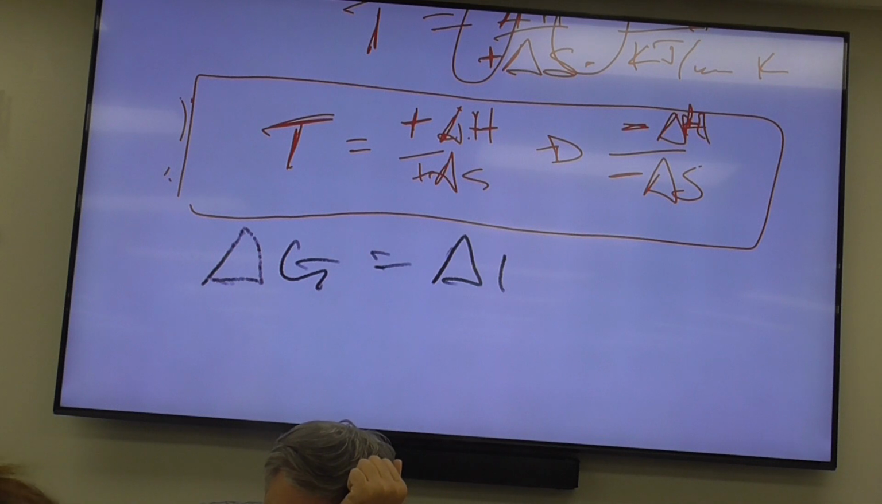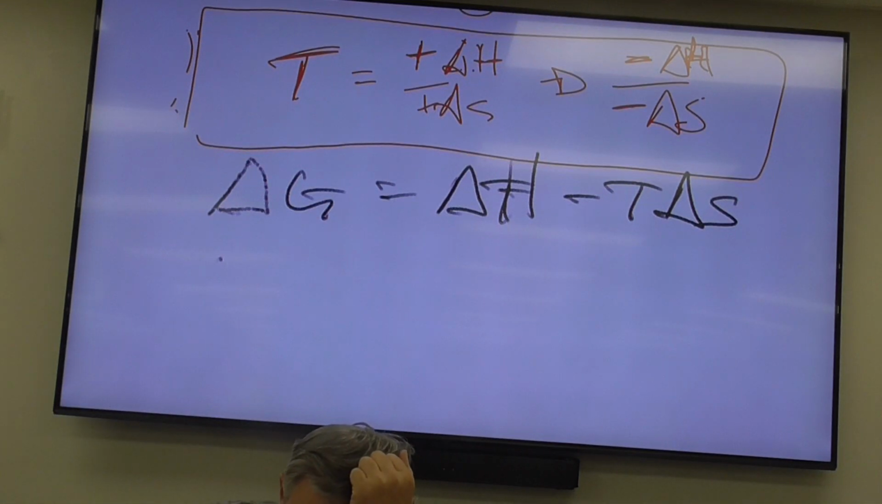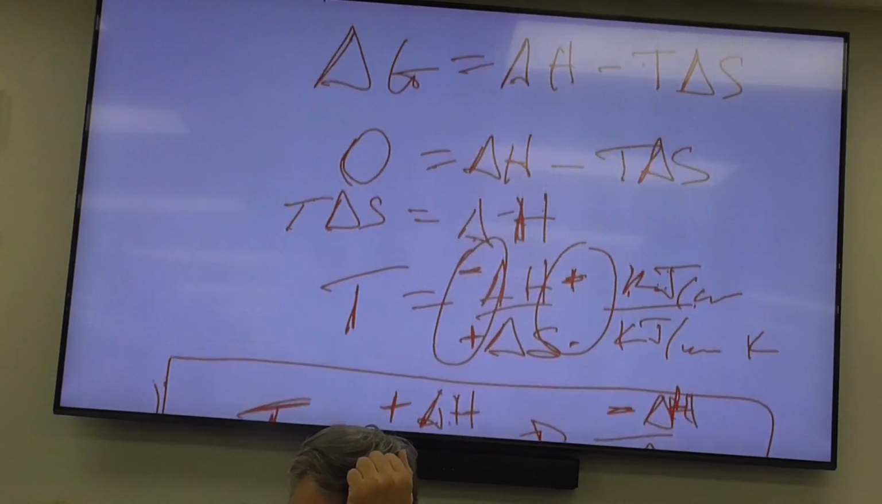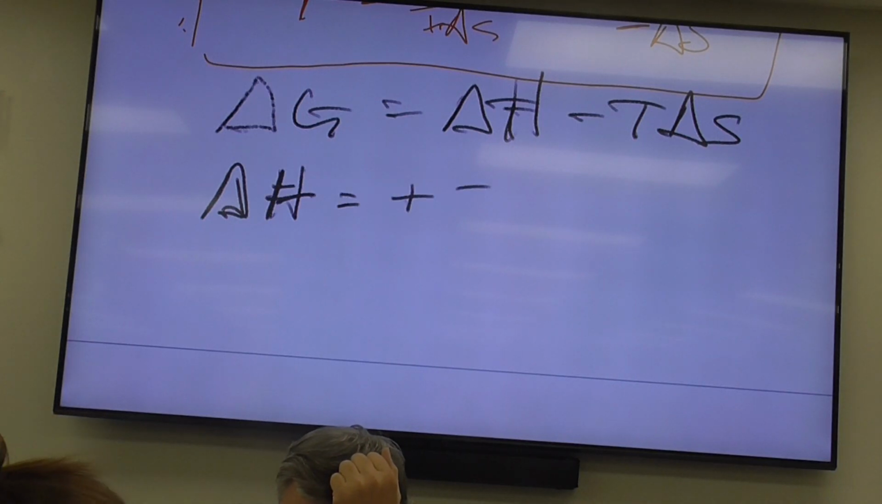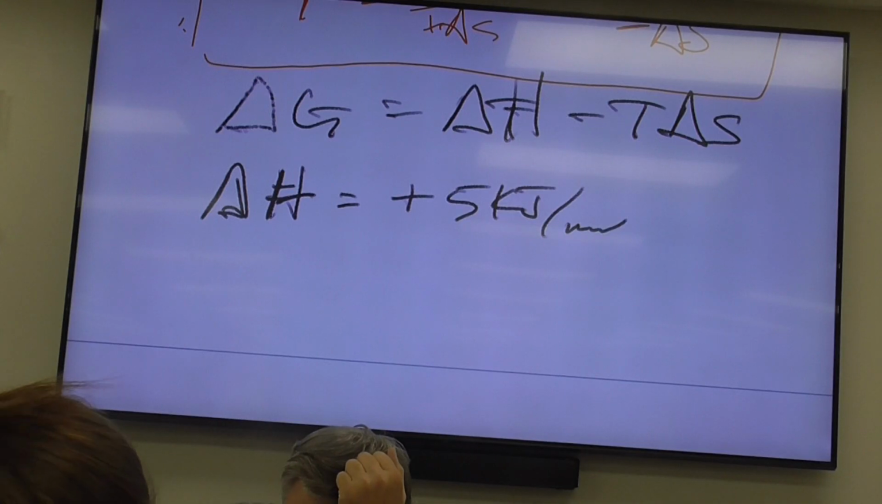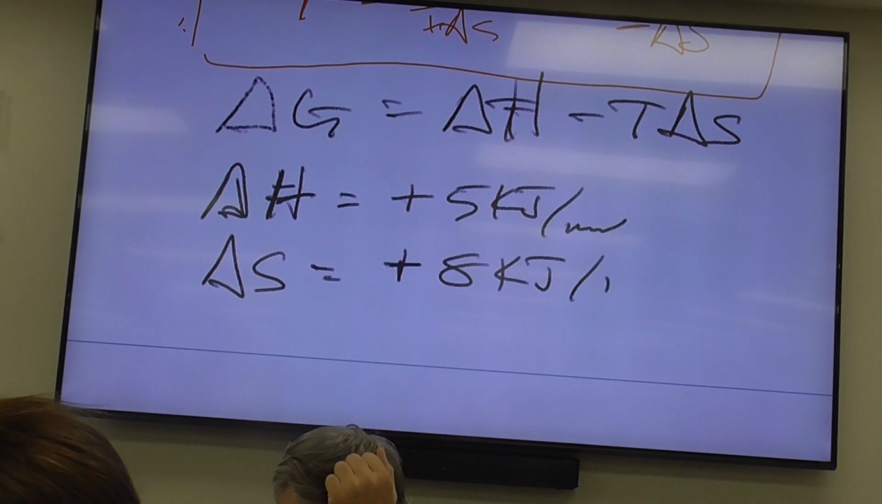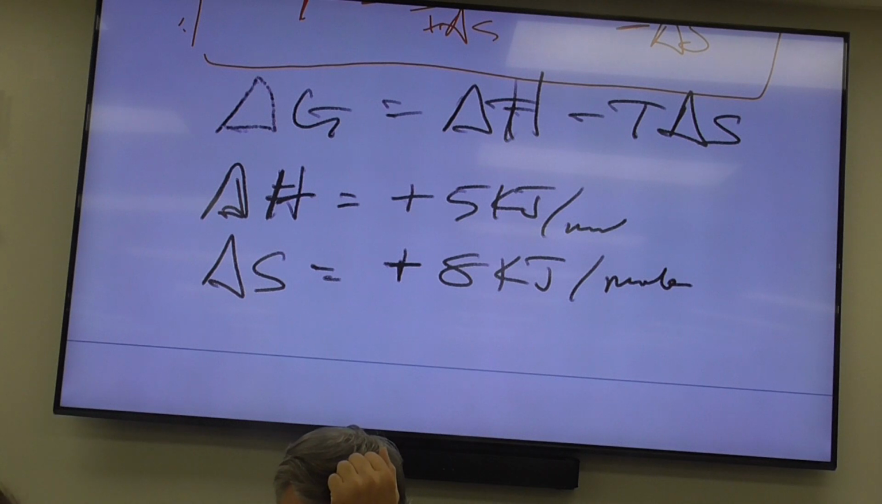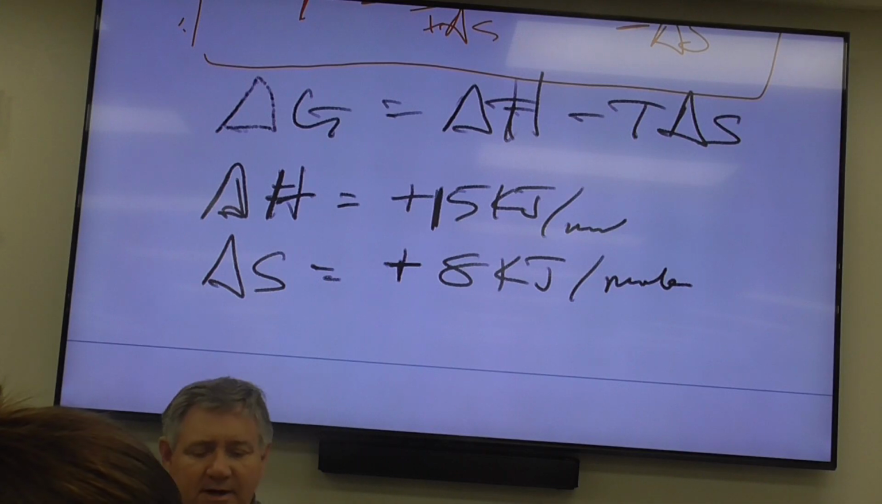Delta G equals delta H minus T delta S. Now, we're going to have delta H. What were the numbers I had? 5 and 8. Okay? Delta H is going to equal 5 kilojoules per mole. Delta S is going to equal positive 8 kilojoules per mole Kelvin. Actually, I'm going to make that 15. That'll work out a little bit easier. Okay, so here's the story.